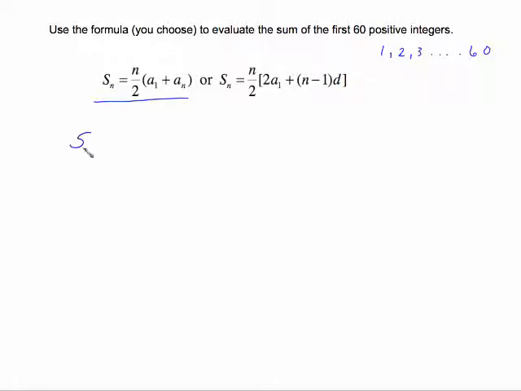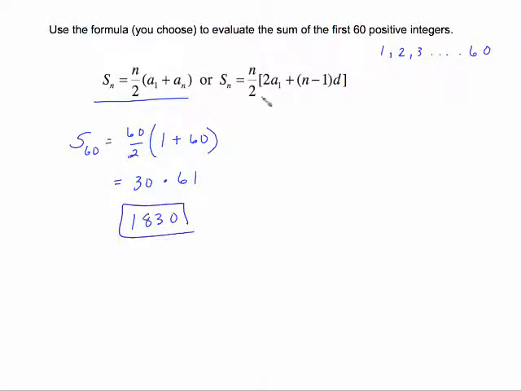So this is S sub 60 equals 60 over 2 times the quantity a sub 1, which is 1, plus a sub 60, which is 60. And do the arithmetic. This is 30 times 61, which is 1,830. And of course, you can use the long form if you'd rather.